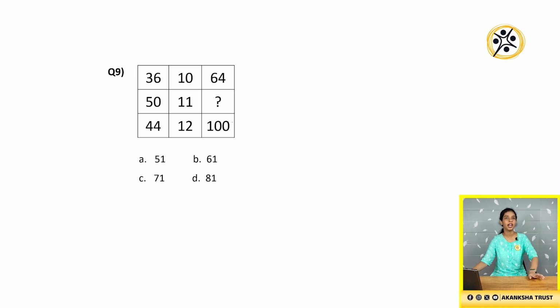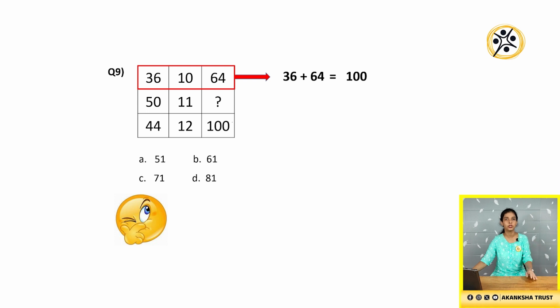The next one, we have the missing number in the second row entry. So let us check the relationship in the first row or the third row or through the columns. First, let us go through the first row relationship. We have 36, 10 and 64. By looking at it, we can see that 36 and 64, when you add those two numbers, you arrive at the sum of 100. But we have the 10 as our second row entry. But square root of 100 is 10.